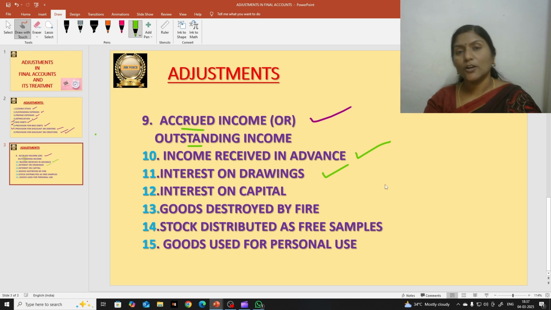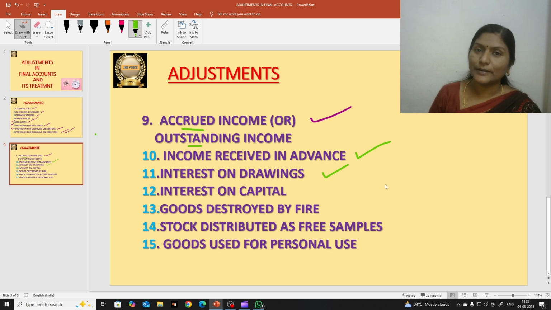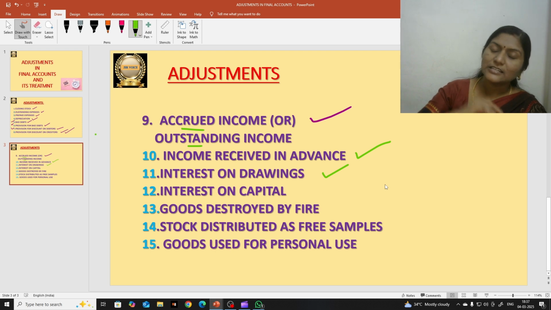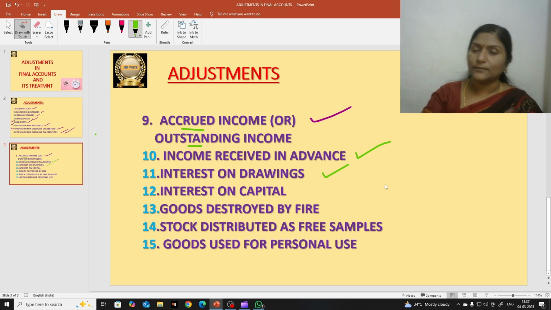That is interest on drawings. If you see this adjustment in the final accounts, you have to write first time in the profit and loss account credit side. You should write like this: by interest on drawings. If the amount is given, record the amount in the amount column. If any percentage is given, you calculate that percentage on drawings and you will get it. And next time, the second time, you should go to the balance sheet, go to the liability side, and interest on drawings you should deduct from capital.